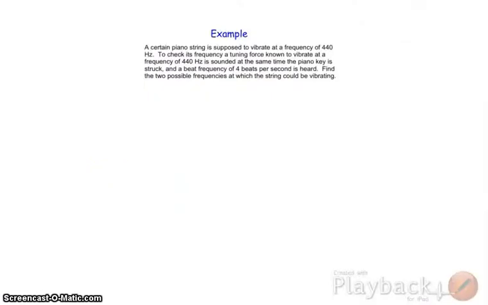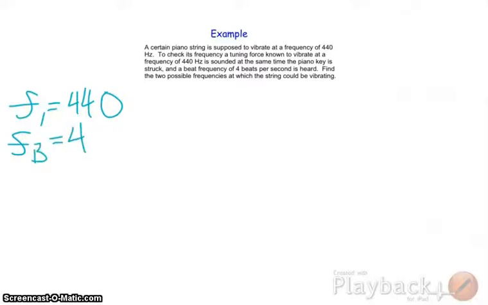Now let's work an example. A certain piano string is supposed to vibrate at 440 Hertz. To check its frequency, a tuning fork known to vibrate at 440 Hertz is sounded. You end up hearing a beat frequency of 4 beats per second, so 4 Hertz. What are the two possible frequencies?